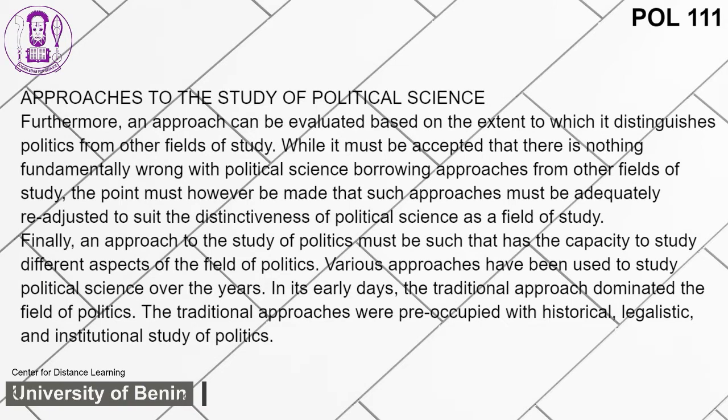Furthermore, an approach can be evaluated based on the extent to which it distinguishes politics from other fields of study. While it must be accepted that there is nothing fundamentally wrong with political science borrowing approaches from other fields of study, the point must however be made that such approaches must be adequately readjusted to suit the distinctiveness of political science as a field of study. Finally, an approach to the study of politics must be such that has the capacity to study different aspects of the field of politics. Various approaches have been used to study political science over the years.